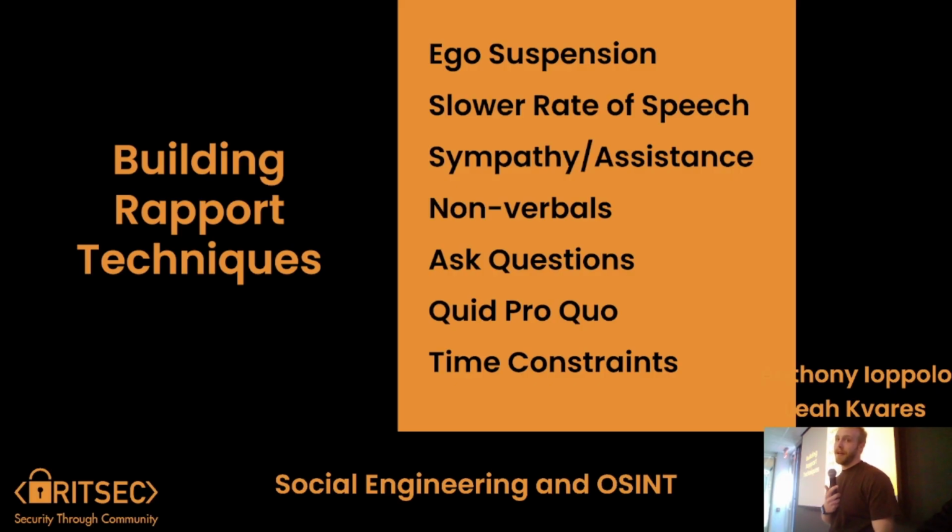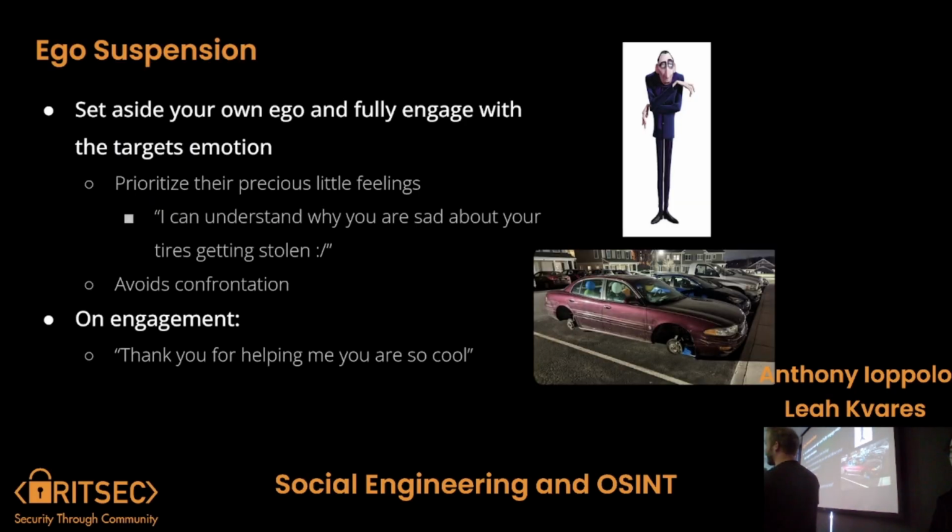I'm going to dive into detail about all of them. For example, the first one, ego suspension. So this is like slide rouletting myself. I kind of forget what I wrote for half of these. But you're pretty much putting your own feelings aside and just prioritizing the target or the victim and their emotions. So they have their own little precious feelings, and you want to make sure that that's the key part of your interaction. So I can understand why you're sad that your hypothetical tires got stolen in this AI rendering.